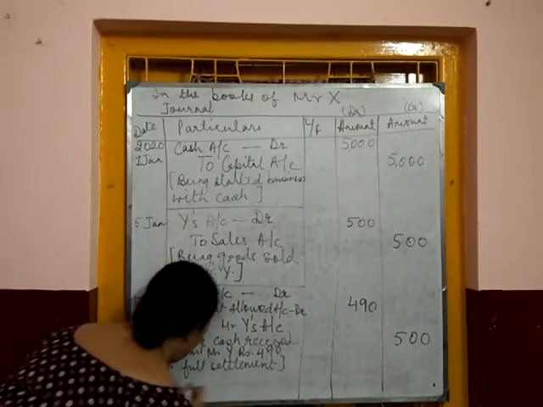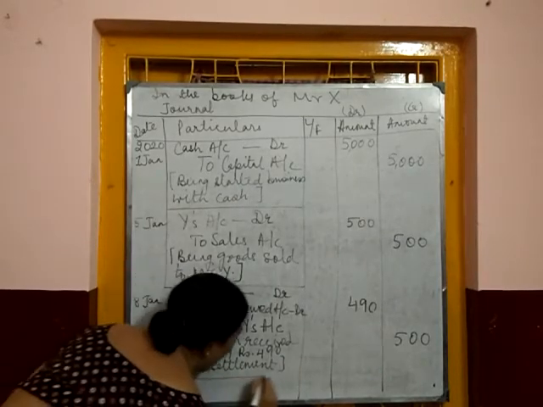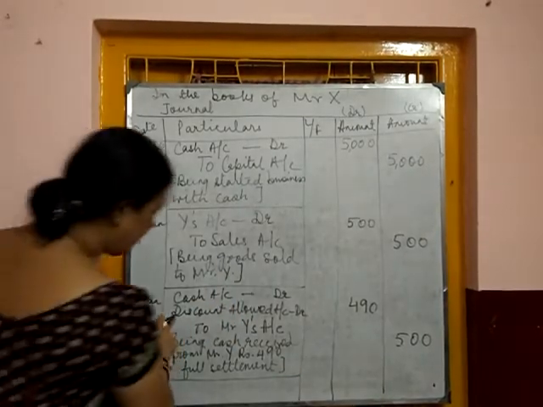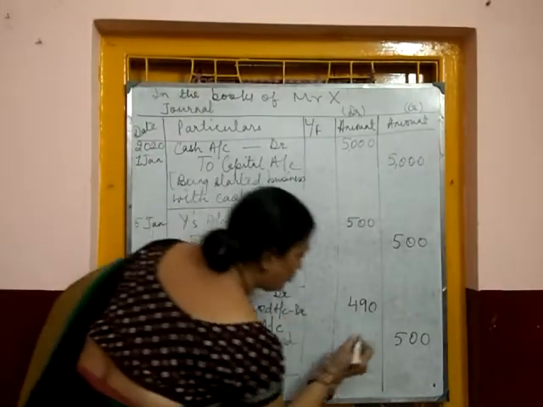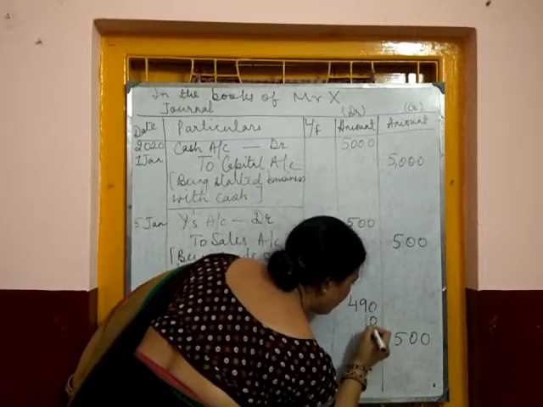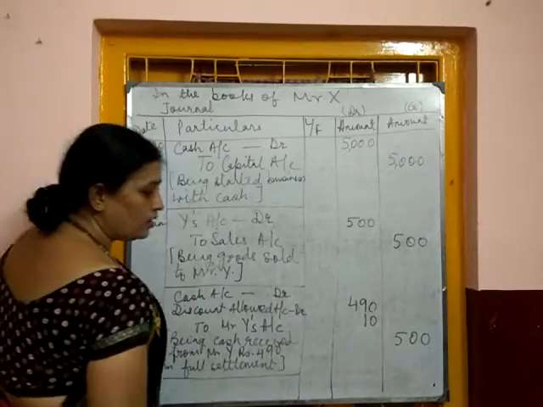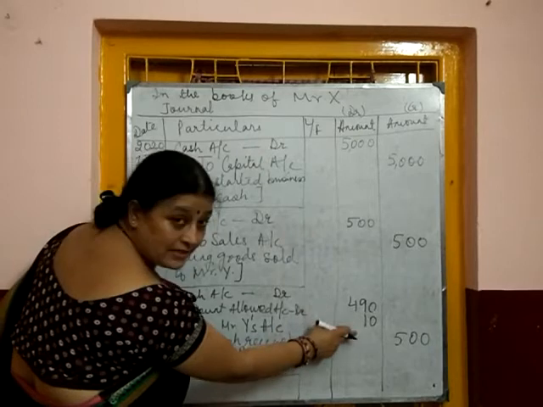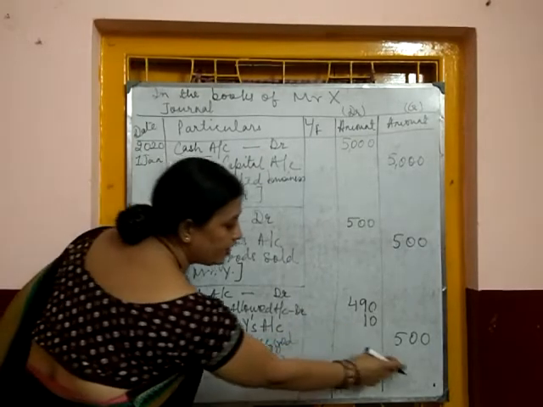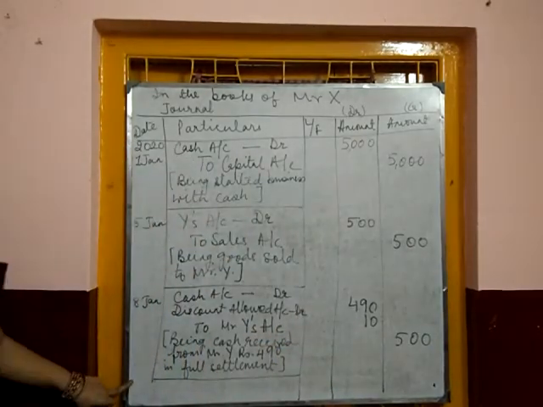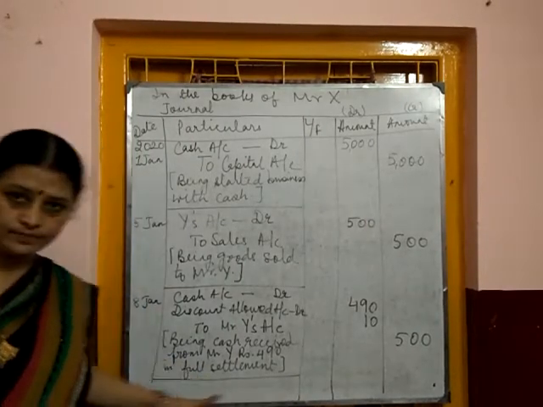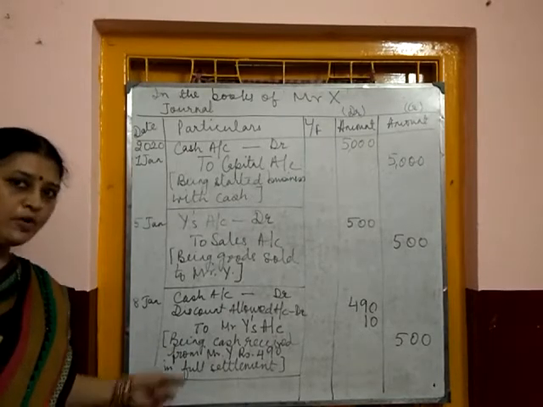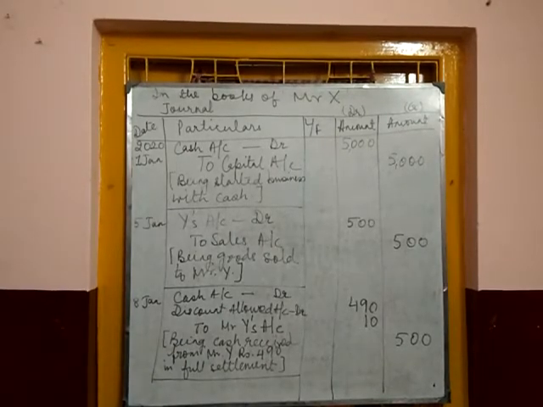Am I clear? Here again we will draw a line, but this discount allowed account has been debited by how much? By rupees 10. Now you do the total. 490 plus 10 becomes 500 debit and here 500 credit. Okay. Here your transaction is over till here. Now we will proceed further. Just jot down this much fast. Then we will proceed further.